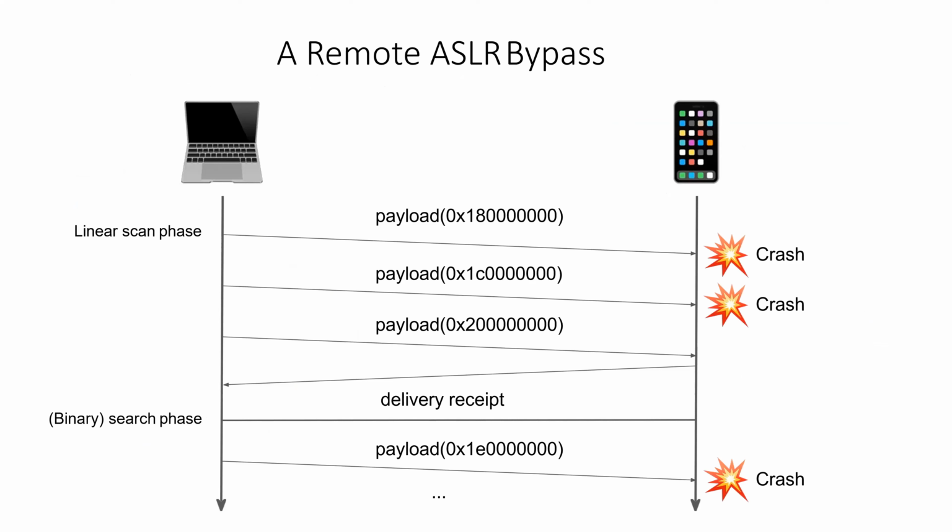So this is a summary of the remote ASLR bypass. There are two phases. There is a linear scan, where it's just scanning, sending those payloads and checking if it gets the receipt back. The first time it gets a receipt back, it knows, okay, this address is valid. I have now found an address within the shared cache. At that point, it starts a searching phase, which takes logarithmic time to figure out the exact, precise starting address.